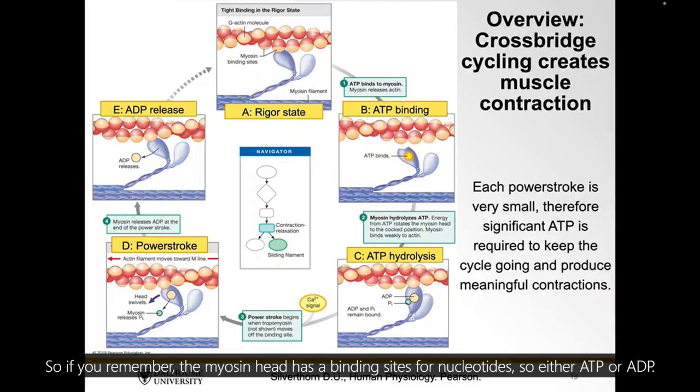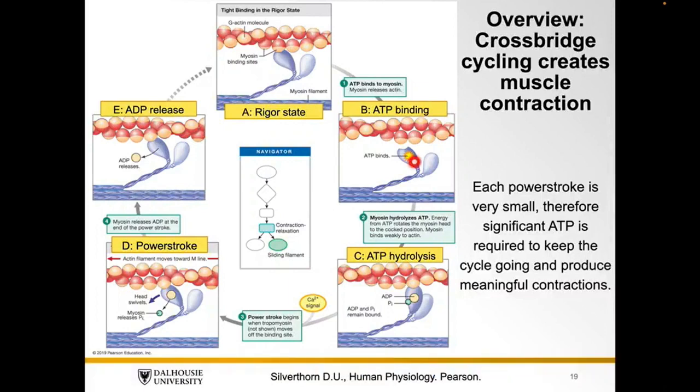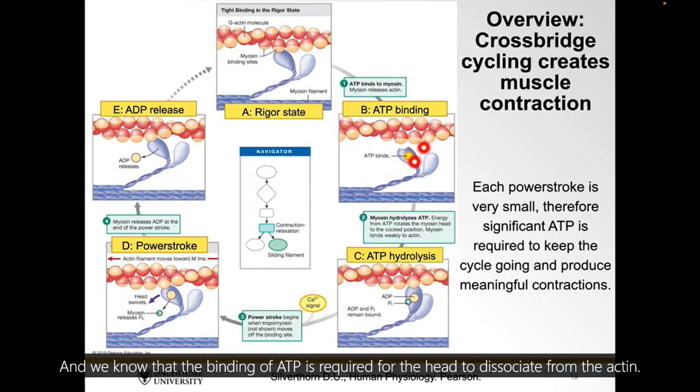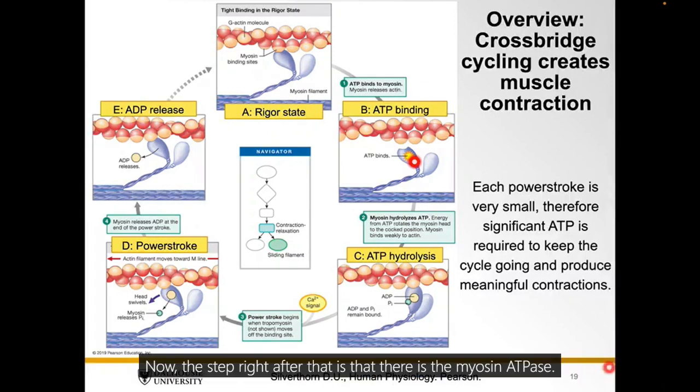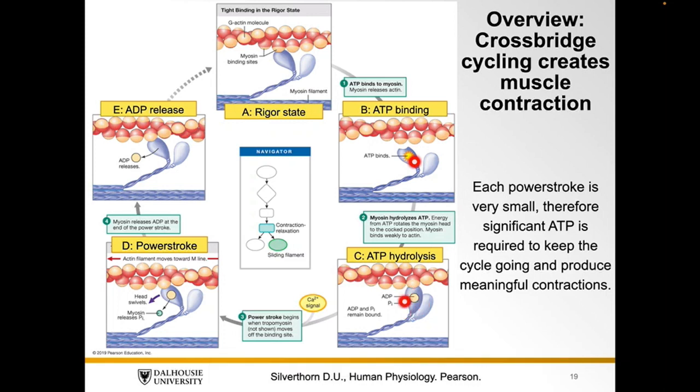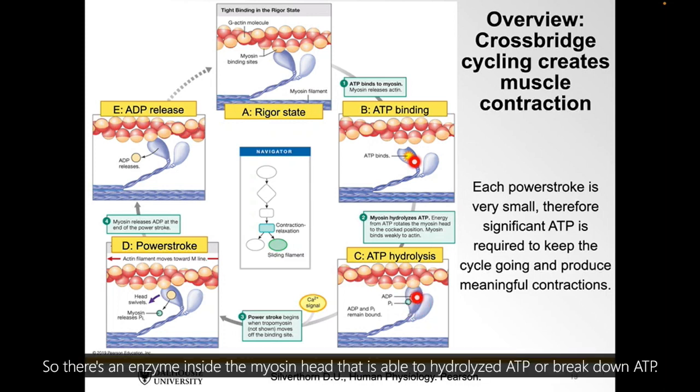So if you remember, the myosin head has binding sites for nucleotides, either ATP or ADP. And we know that the binding of ATP is required for the head to dissociate from the actin. Now the step right after that is the myosin ATPase, an enzyme inside the myosin head that is able to hydrolyze ATP, or break down ATP.